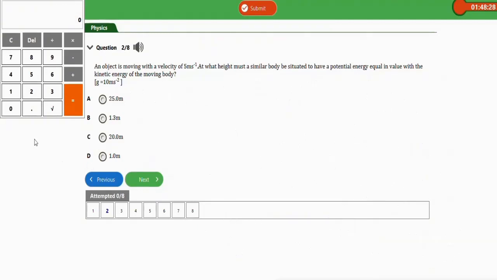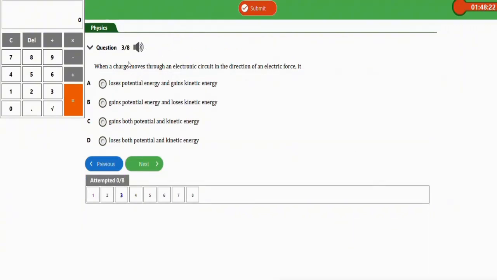Alright, so the next repeated question will be this question. It says when a charge moves through an electric circuit in the direction of an electric force, it A, loses potential energy and gains kinetic energy. Yeah, I think this should be correct. Let's take option B, gains potential energy and loses kinetic energy. No. Gains potential energy and kinetic energy. No. Loses both potential and kinetic energy. No. The correct option in this question is option A. It will lose potential energy and gain kinetic energy. So that's the correct option in this question.